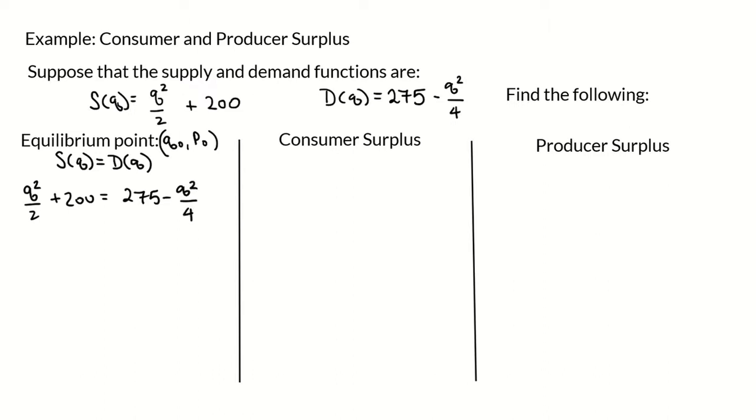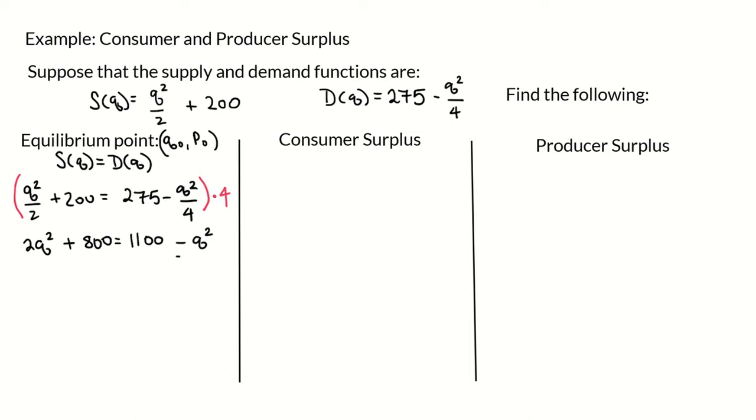And since we have fractions in this equation, one way that we can clear out the fractions is by multiplying the whole equation by the least common multiple of the denominators, which is 4. So if we multiply this whole equation by 4, we get 2Q squared plus 800 equals 1,100 minus Q squared. You don't have to do that step. It just makes the numbers a little bit nicer.